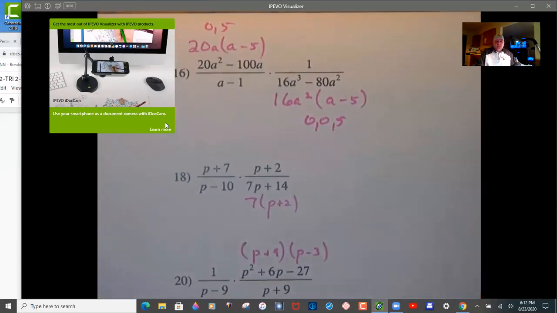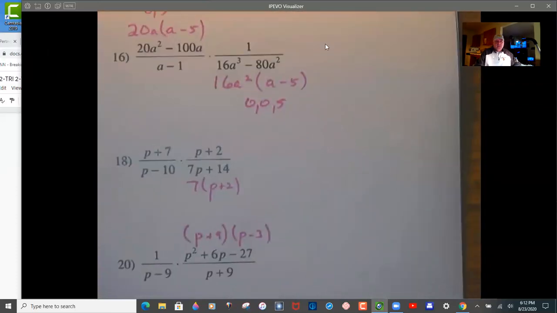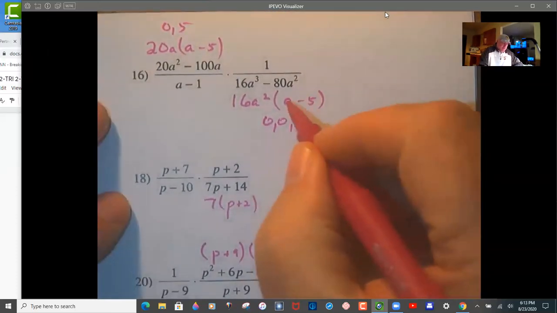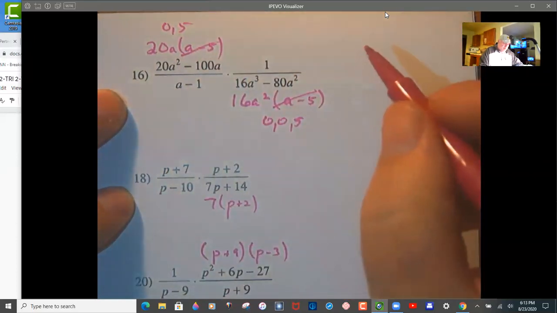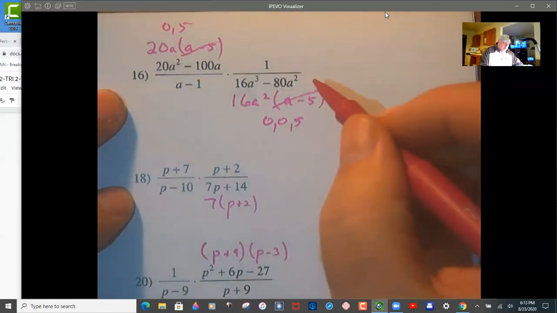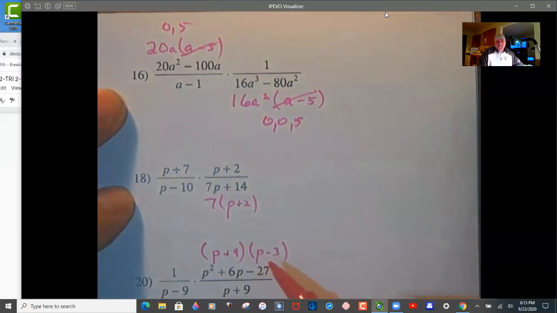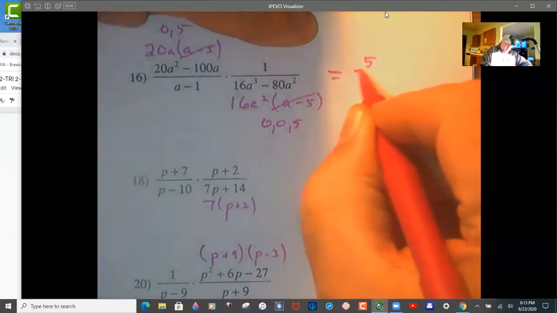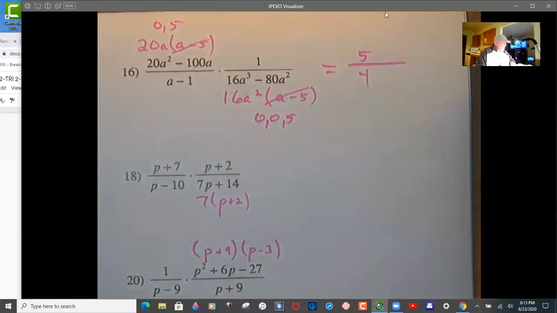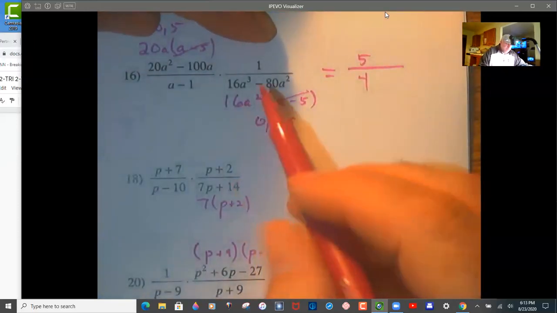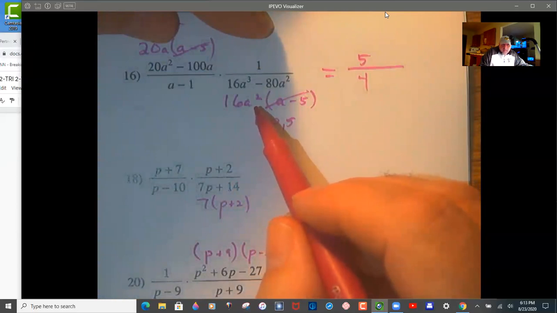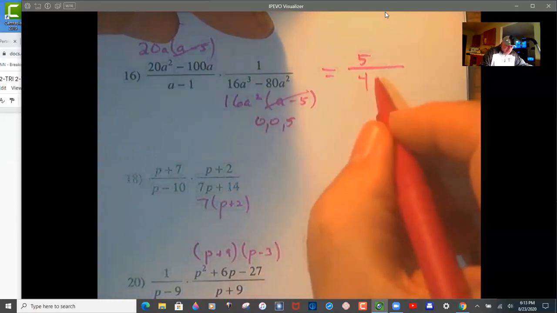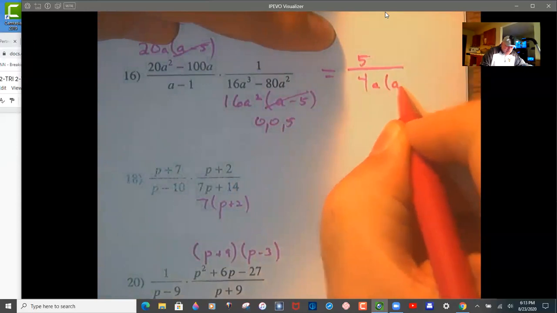So now after all of that is done, you look to start canceling by factors. So the a minus 5s go away. The a minus 1 is going to stay there, the bottom there. And then the 20 over 16, let's see, 10 over 8, 5 over 4. We have a 5 and a 4 for sure. And then we have an a and an a squared here. So that a and a squared will leave an a on the bottom, and then times a minus 1.